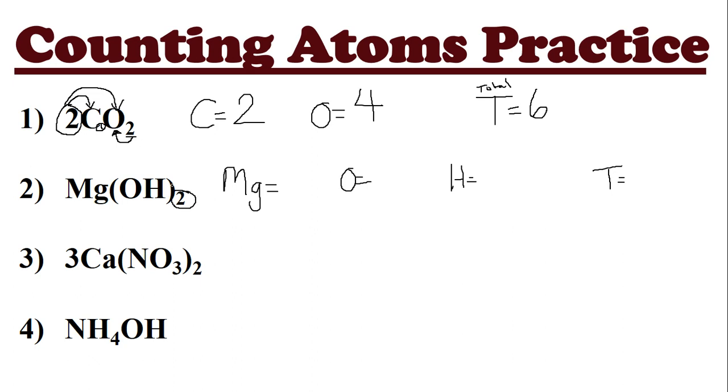The 2 is attached to the parentheses. If there's a number attached to a parenthesis, it goes to everything inside the parentheses. So this 2 is going to go to the H, and it's going to go to the O. All right, so we have, looking at Mg, nothing's going to Mg, so it's a 1. There's a 2 going to the O, and it has a 1 there, so 2 times 1 is 2. The H has a 2 going to it, and it's implied 1. 2 times 1 is 2. To get total, we do 2 plus 2 plus 1. We should get 5.